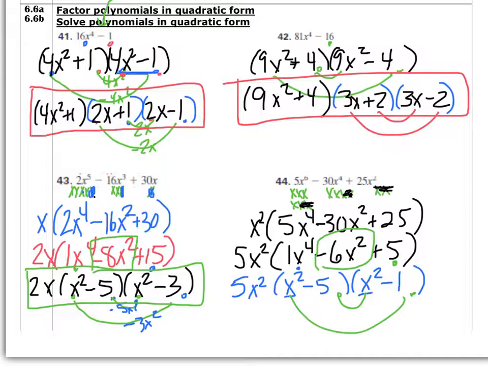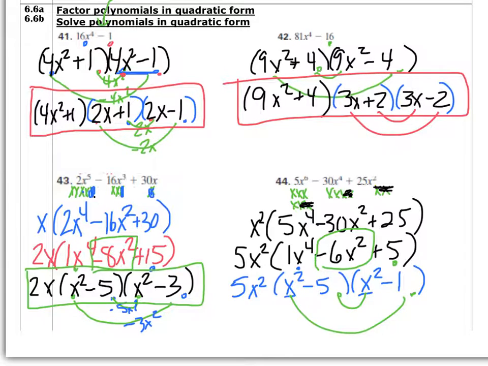Now this problem here, unlike the last, is not complete yet. This term is good, 5x squared. X squared minus 5, 5 is not a square root, so this is done. However, this last one can be factored further. The square root of 1 is 1, so you need to try this one.